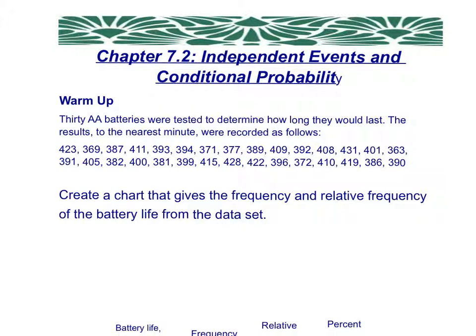Hi everyone. Today we're going to do lesson 7.2 on independent events and conditional probability. First we have a warm-up that is more of a review of what we learned in lesson 7.1.